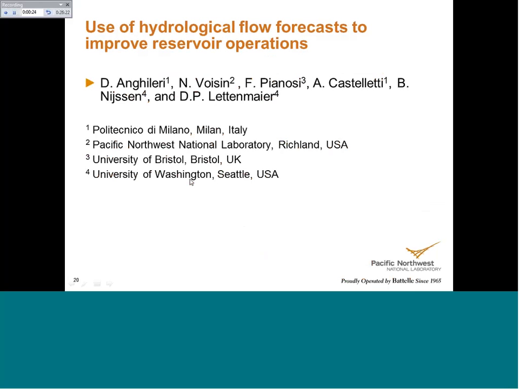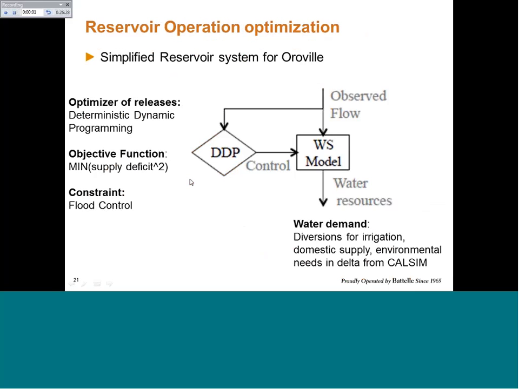So what we've been doing here is outside of the toolset now. We created a reservoir system for the Oroville Reservoir. We made it simple, and what we did is we created an optimizer. It's a deterministic dynamic programming where the objective function is to minimize the square of the supply deficit, and the constraint is flood control. So in the objective function, you have a longer term objective over a long period, while the constraint is more on the medium range to short range side.